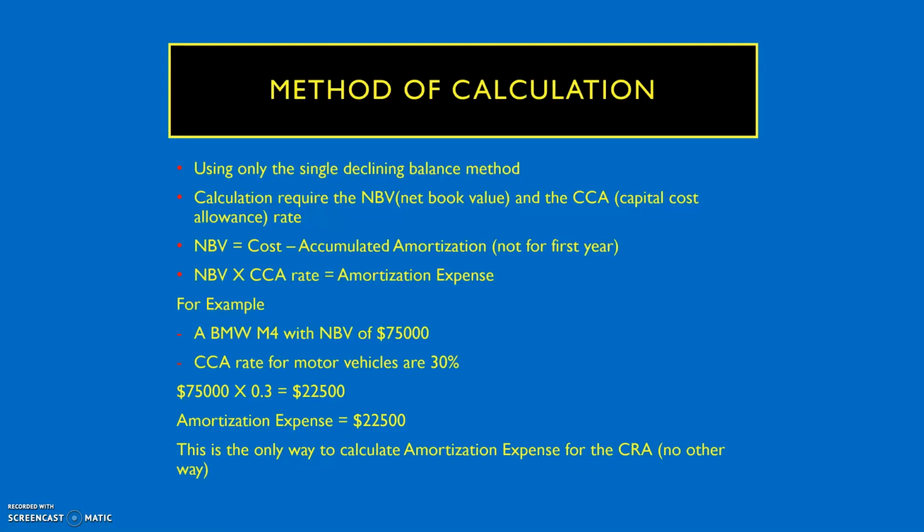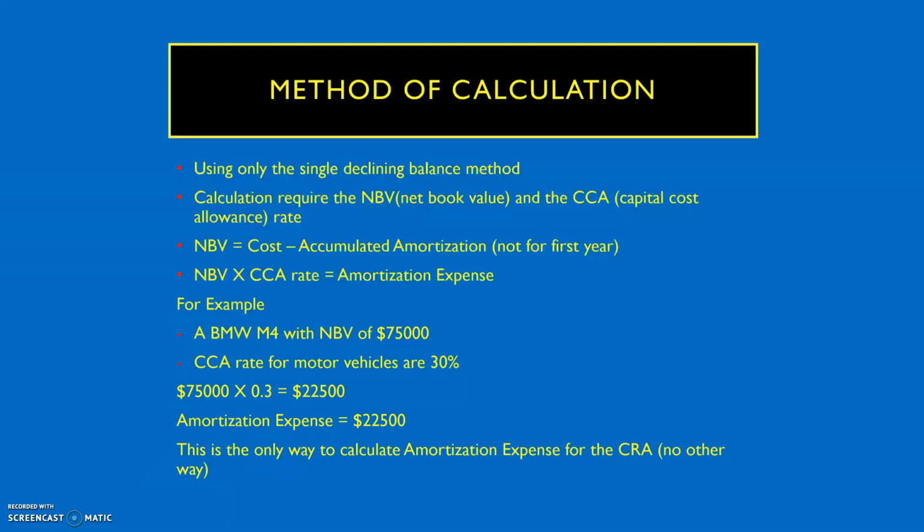So this is part 2 of the amortization with income tax video, or the CRA. The method of calculation: the CRA only uses the single declining balance method when calculating amortization. It requires you to have the net book value and the capital cost allowance rate. In order to calculate net book value, you need to take the cost of whatever the asset is and subtract it by the accumulated amortization.